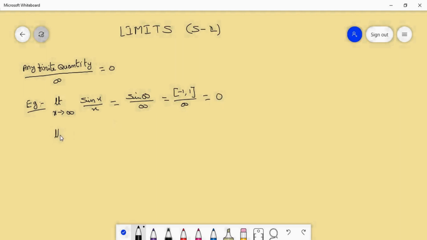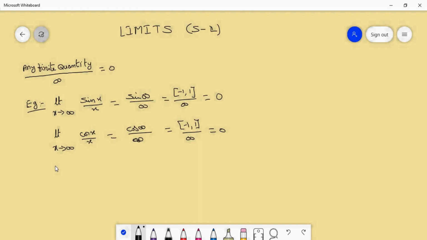One more example. Limit as x tends to infinity of cos x by x. That is also cos infinity by infinity, which is equal to the closed interval minus 1 comma 1 by infinity, which is equal to 0.